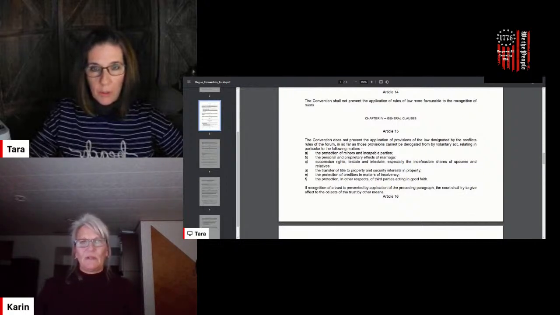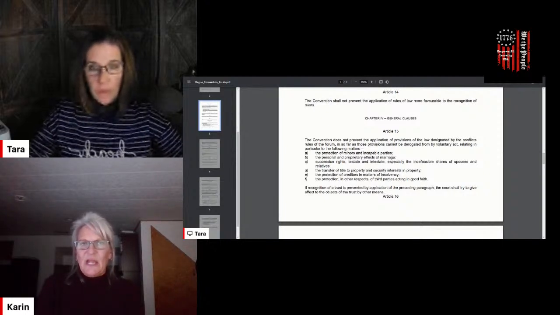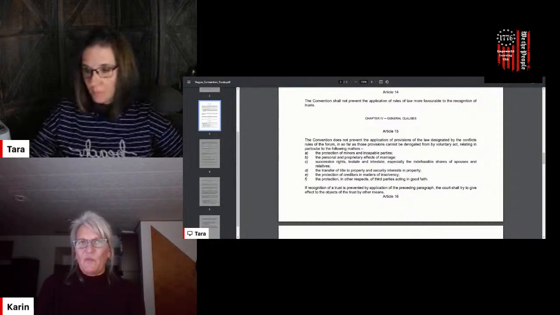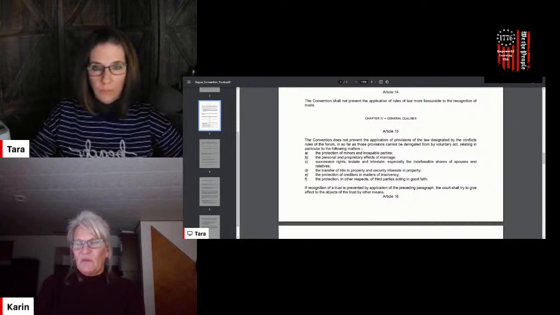The personal and proprietary effects of marriage. Can I go back to A for a second? Yeah, go for it. Understanding also the definition of minor, right? Yes. So from the moment that they turn 18, they have 7 years to claim their estate, which then puts that cutoff at 25.